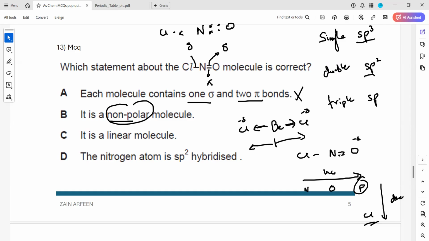But in this case, two different atoms are attached on each side of a nitrogen, and the nitrogen has a lone pair. So it will have a bent structure. As a result, the effects won't cancel out each other. So this molecule will be a polar molecule, not a non-polar molecule. It is a linear molecule? It cannot be linear because there's a lone pair present. With a lone pair, it cannot be linear.